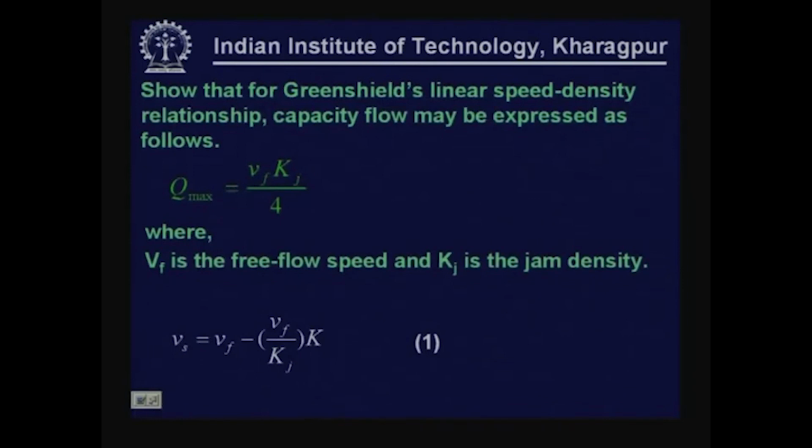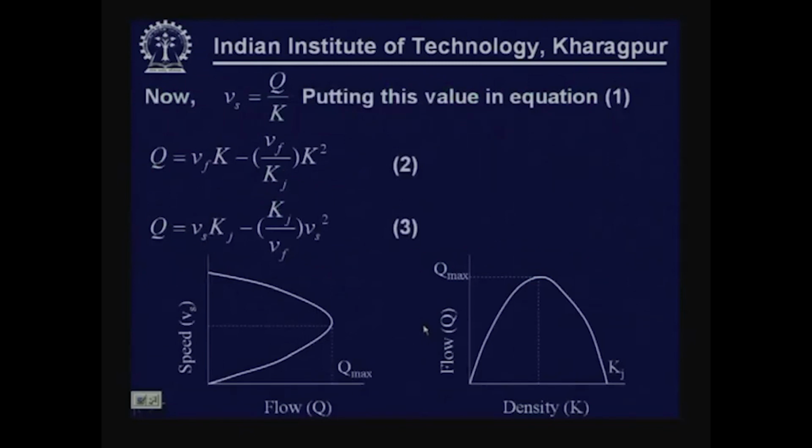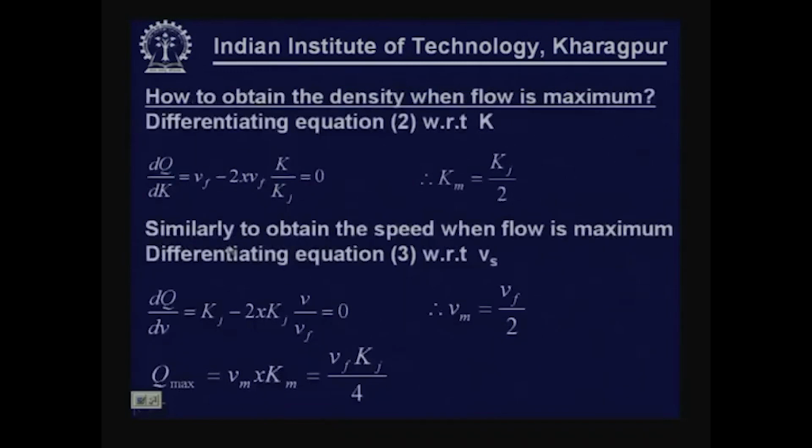Show the Greenshields linear speed model relationship and prove that Q max equals Vf times Kj divided by 4. This is the linear relationship given by Greenshields. If you use V equal to Q by K, that is flow equals speed into density, then you can get equation 2 and equation 3. You can express Q in terms of K and Q in terms of speed. Take the derivative dq/dk equal to 0, that will give you the K value at capacity. Make dq/dv equal to 0, that will give you the V value at capacity. So, at maximum flow or capacity, Vm into Km, which is nothing but Vf into Kj by 4.